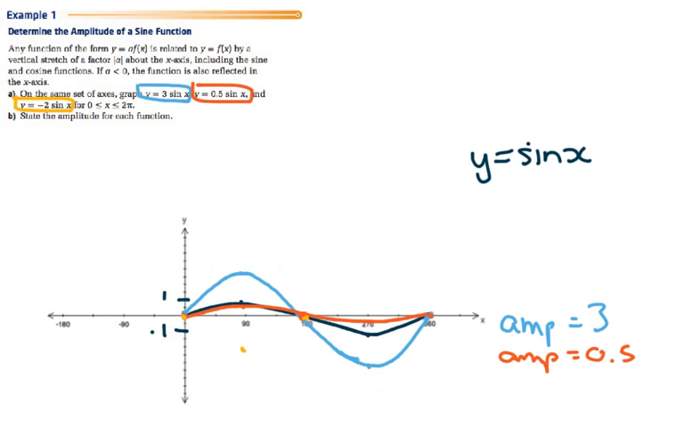Point at 0 stays. Point at 270, negative 1. Negative 1 times negative 2 is 2. Go there. And last point stays. Connect them. And because A is a negative, we not only get the stretch, we also get a flip.